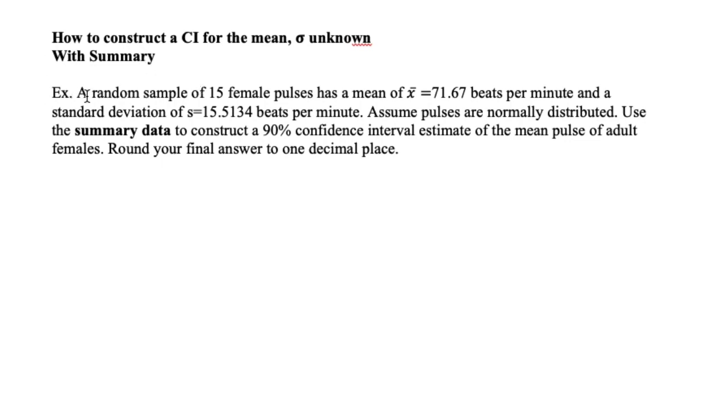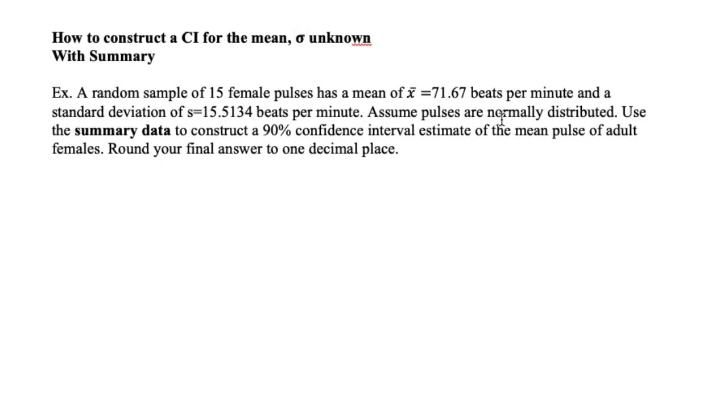So for example, a random sample of 15 female pulses has a mean of x bar equal to 71.67 beats per minute and a standard deviation of s equal to 15.5134 beats per minute. So this is a sample mean and this is a sample standard deviation. We do not have the population mean, obviously, because that's what we're estimating, but we also do not have the population standard deviation in this case.